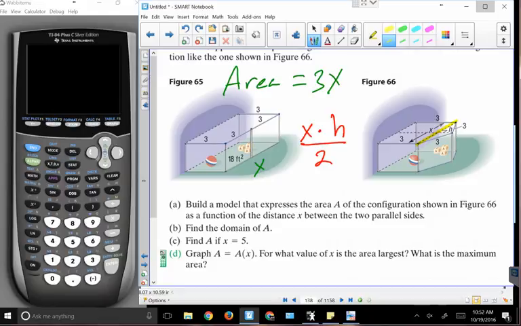Now, the area has to be expressed as a function of X, correct? It says build a model that expresses the area of the configuration shown in 66 as a function of the distance between the two parallel lines, right? So now my next question is, do I have that piece of information built? Do I have enough information so that if I plug in X, I can get my area?